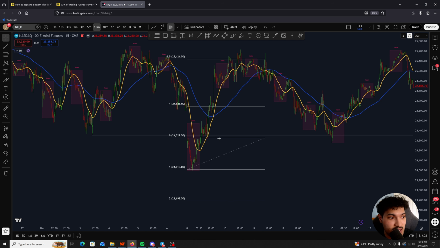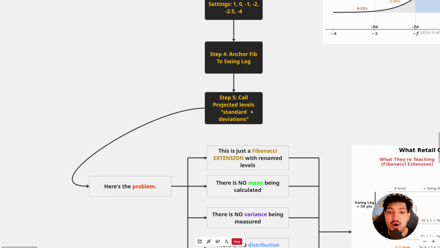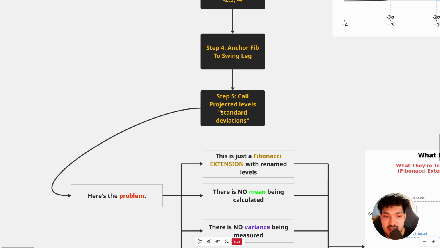And then all it's doing is literally linearly multiplying it. That's it. So if your swing leg is 50 points, the -2 level is just 50 times 2, which is 100 points projected out, extended out. And then the -2.5 is going to be 50 times 2.5, which is 125, and so on and so forth. And then as you can see, they call these projected levels standard deviation.